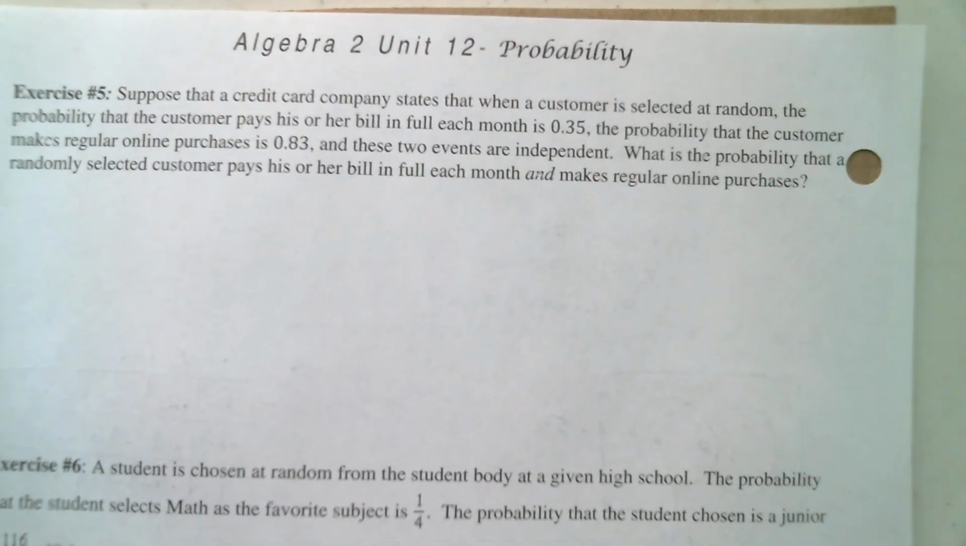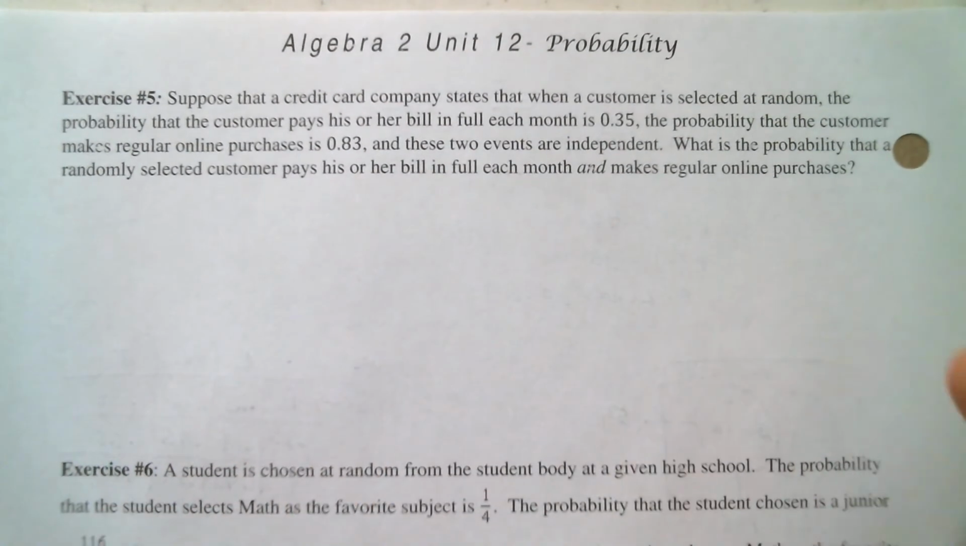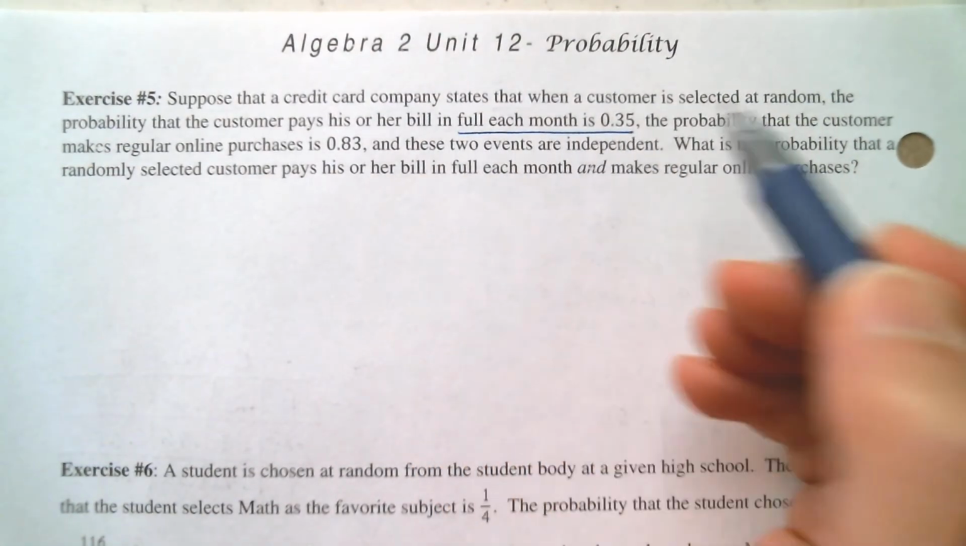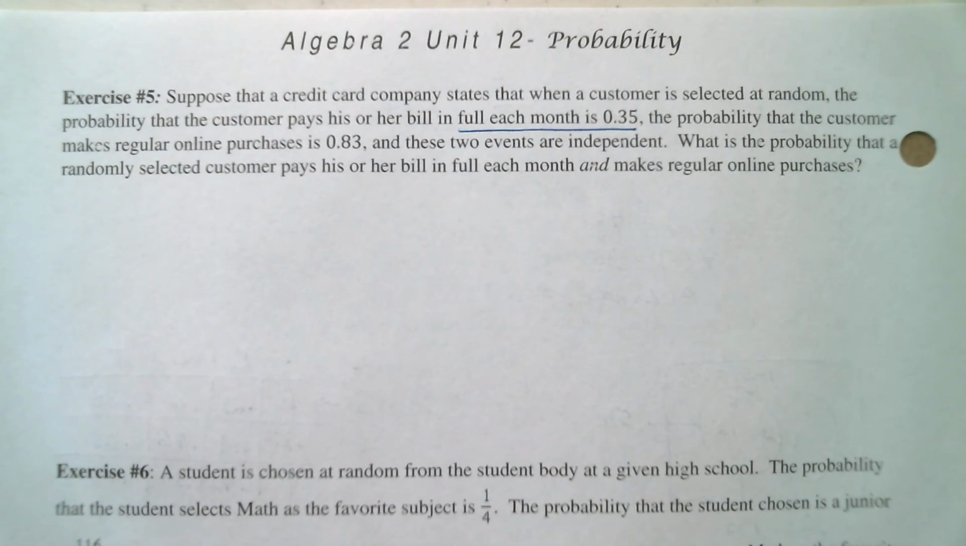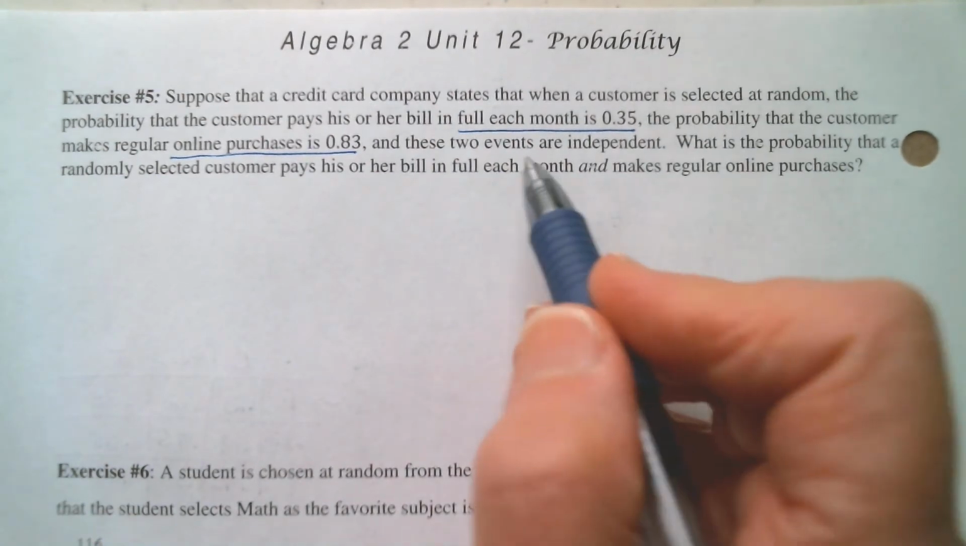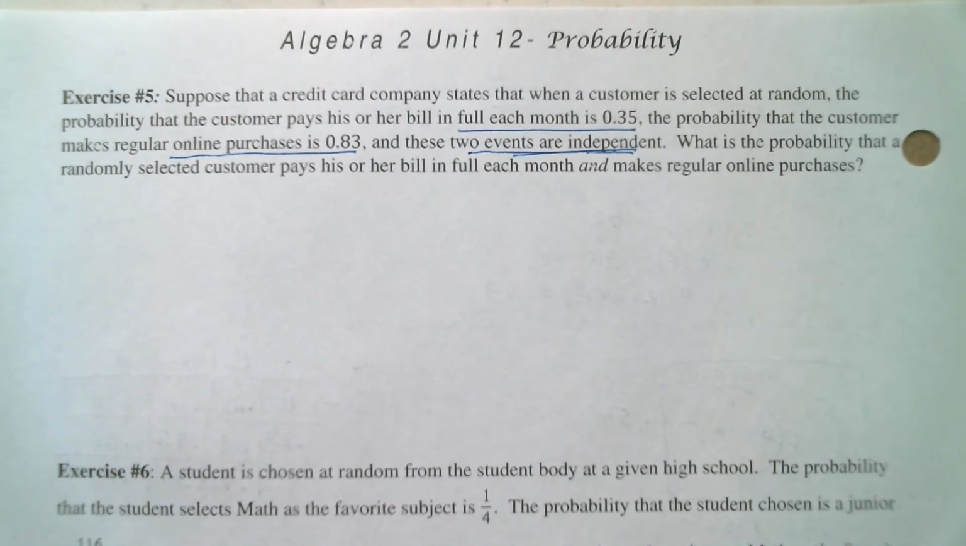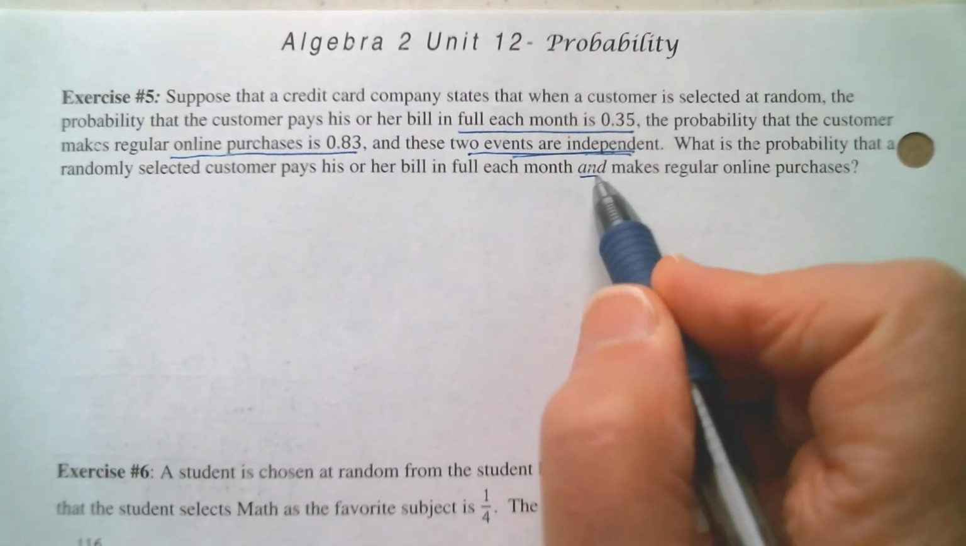On our last page, exercise number 5. Suppose that a credit card company states when a customer is selected at random, the probability that the customer has his or her bill paid in full each month is 0.35. The probability that the customer makes regular online purchases is 0.83. And these two events are independent. Okay, so we're told that these two events are independent. What is the probability that a randomly selected customer pays his or her bill in full each month and makes regular online purchases?